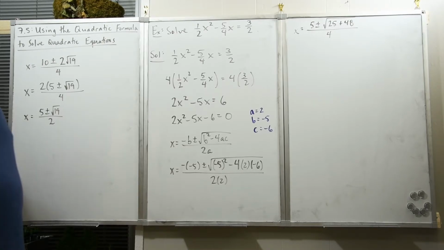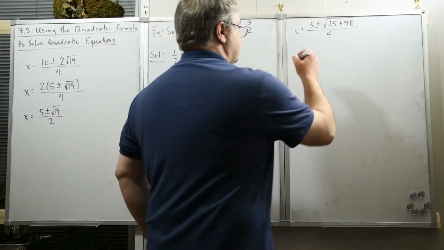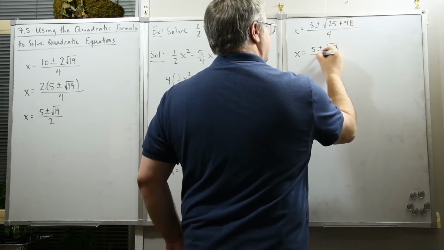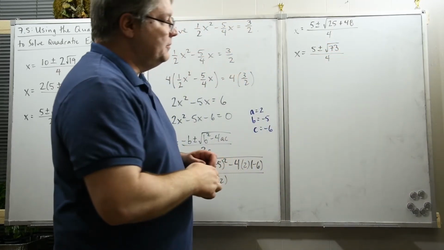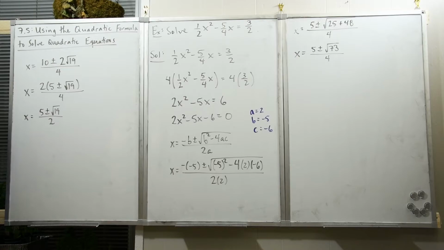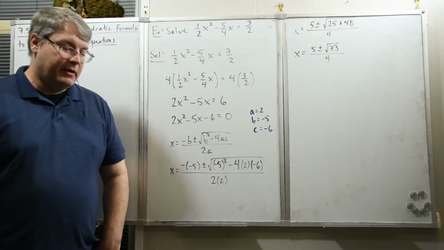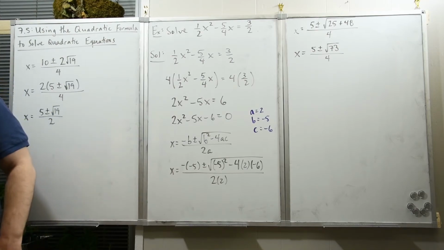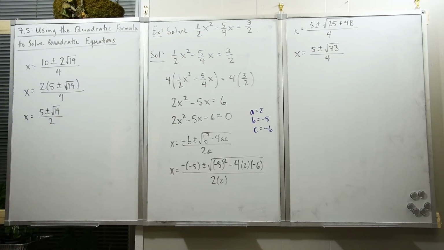Now underneath the radical, we have 25 plus 48. So x is 5 plus or minus the square root of 73 divided by 4. But we're not going to be able to divide any perfect squares into 73 to simplify this. So this is what we're stuck with: 5 plus square root of 73 divided by 4, and 5 minus square root of 73 divided by 4 are our two answers here. And sometimes it works out that way.